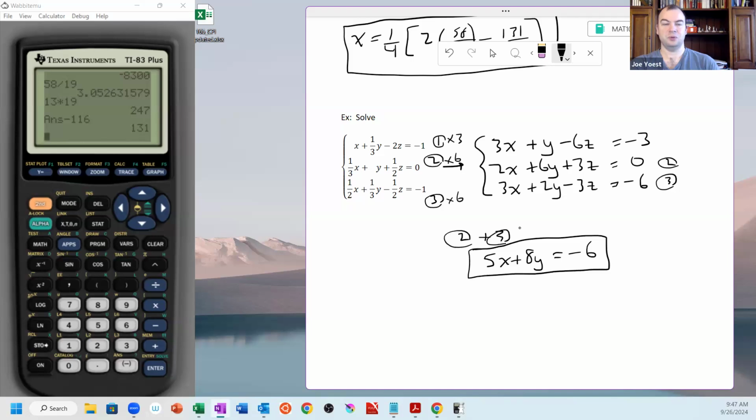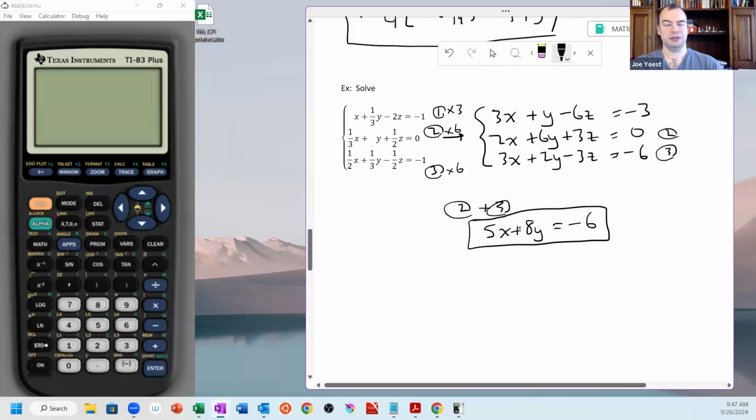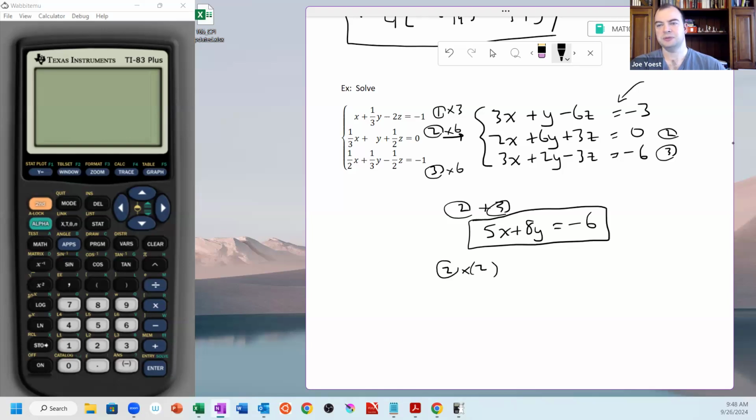So this is one of my equations of two variables, x and y, and I've eliminated z. I need a second equation in x and y, and I don't want to use these same two equations, 2 and 3. I need to use some other combination of equations. I need to bring the information from equation 1 in somehow. So I think what I'll do is take equation 2 times 2. That'll give me a plus 6z. And then add equation 1 to that.